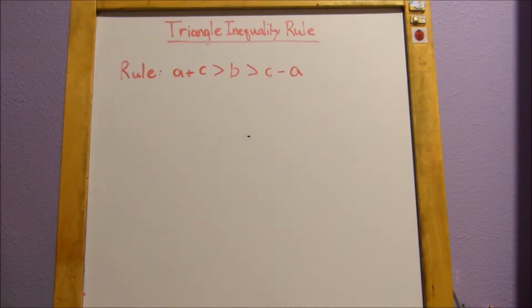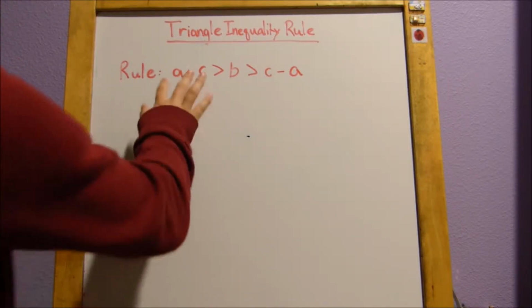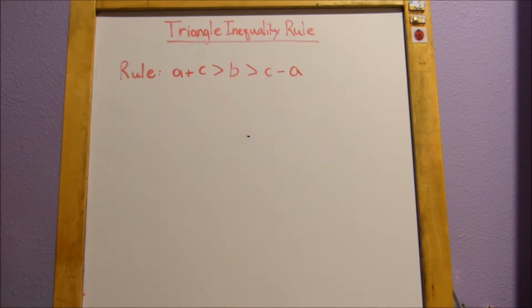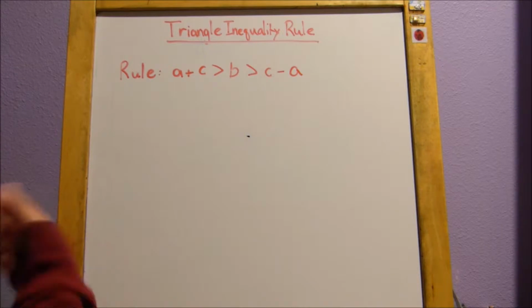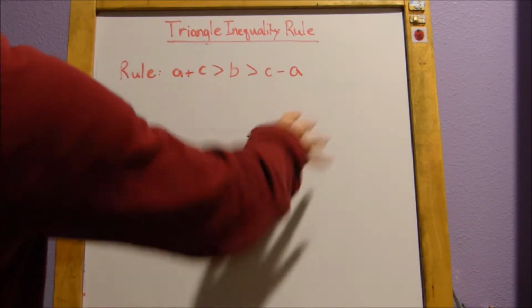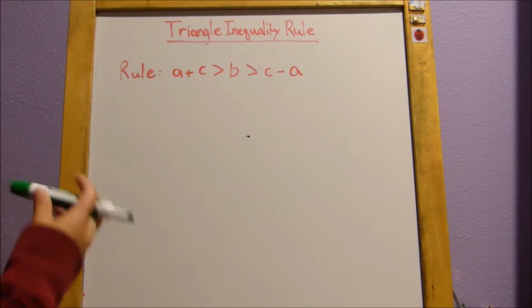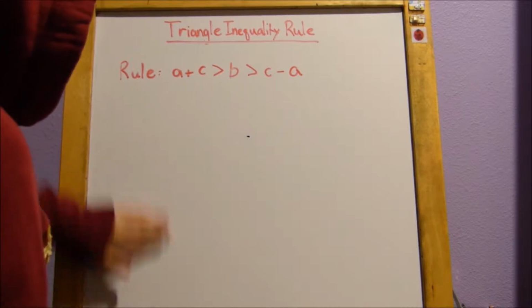Alright, so now we're going to be talking about the Triangle Inequality Rule. This rule basically states that if C is our longest side of the triangle, and A and B are the other side lengths, A plus C must be greater than B, and B must be greater than C minus A. So that's great, but this is just a bunch of letters that's kind of hard to visualize. So let's draw a diagram.